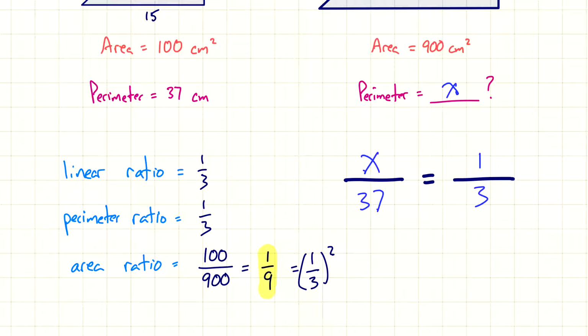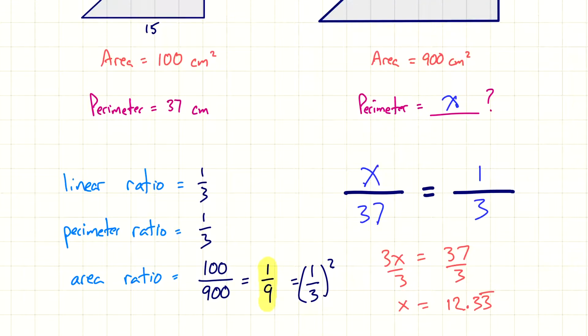We could cross multiply. So this would be 3x equals 37, and then we could divide both sides by 3. So x is going to be equal to, what is this? I think that is 12.3, 3 repeating. All right, if I did that calculation correct in my head.